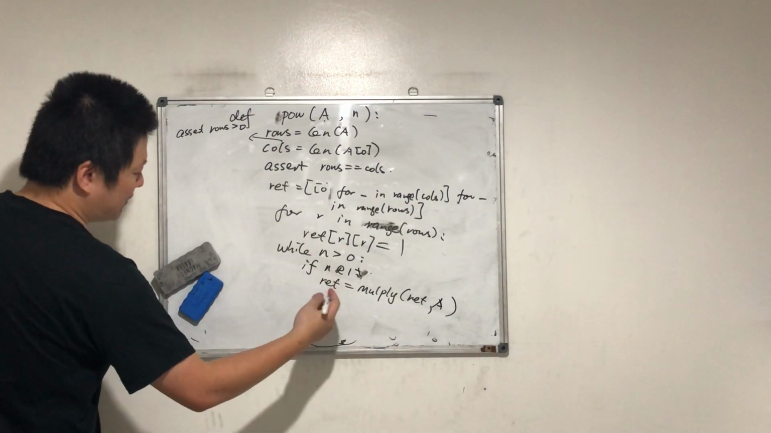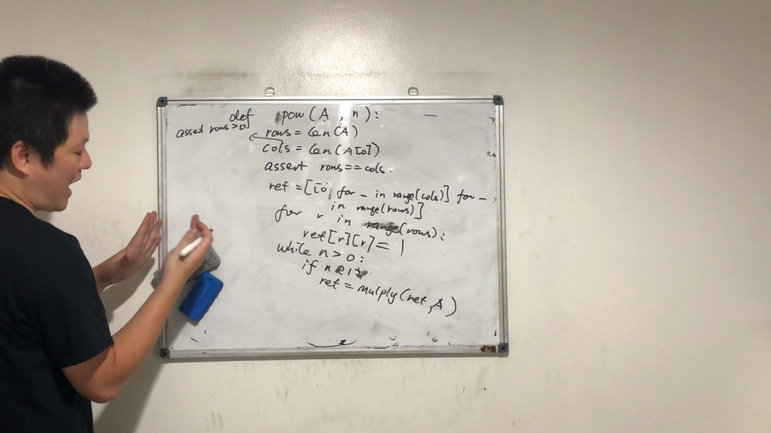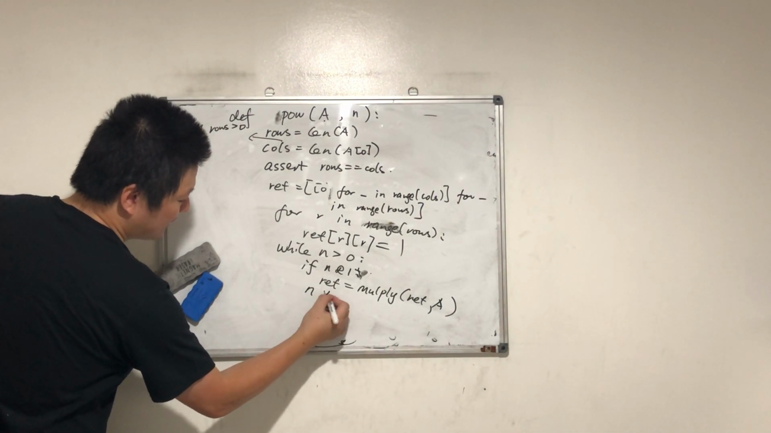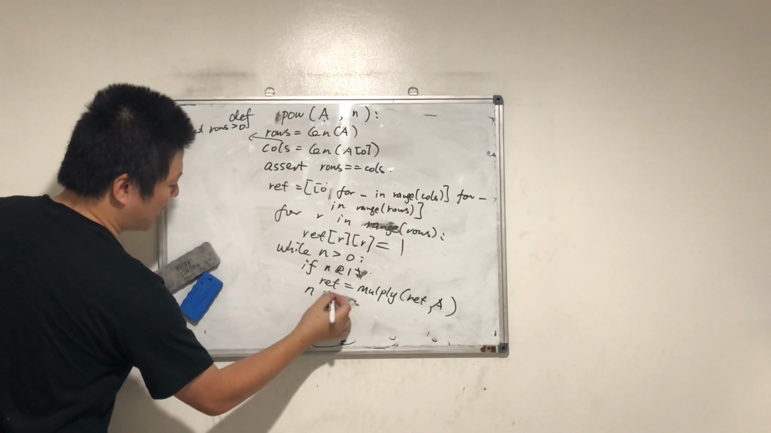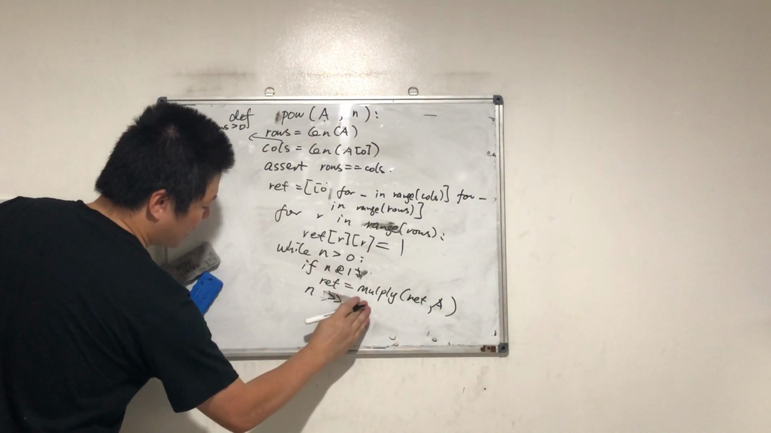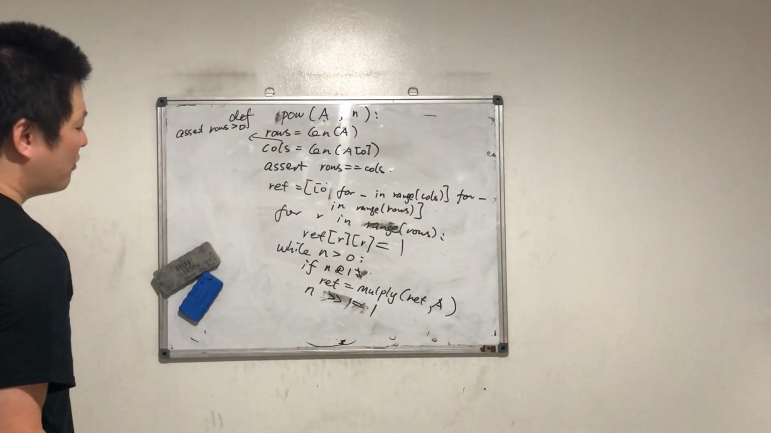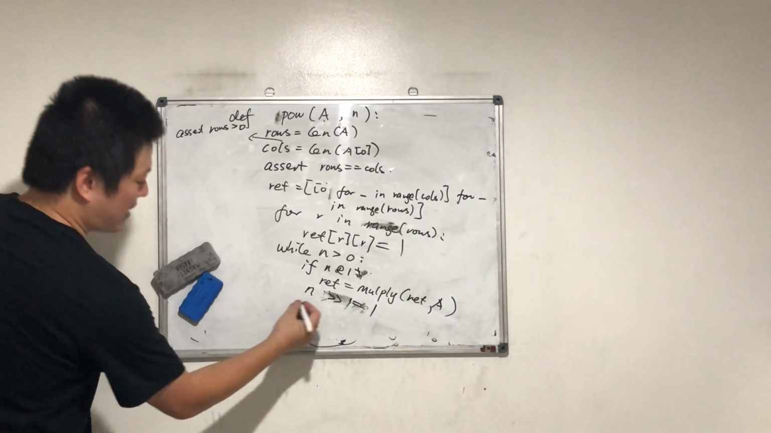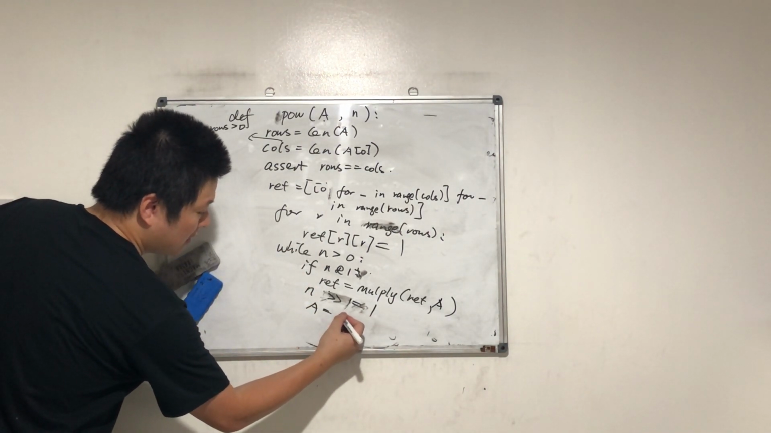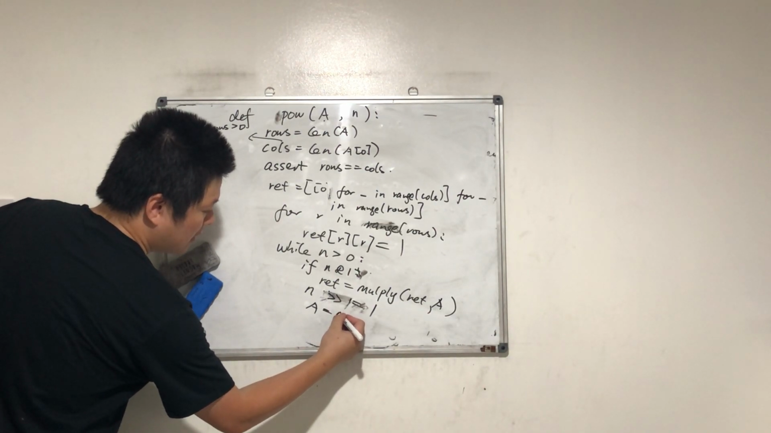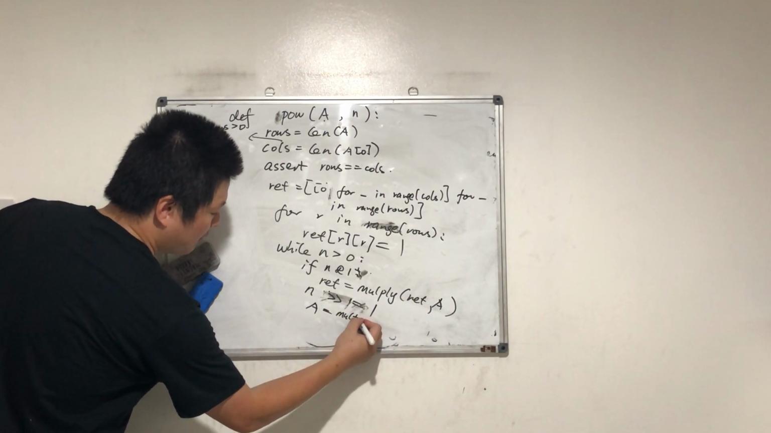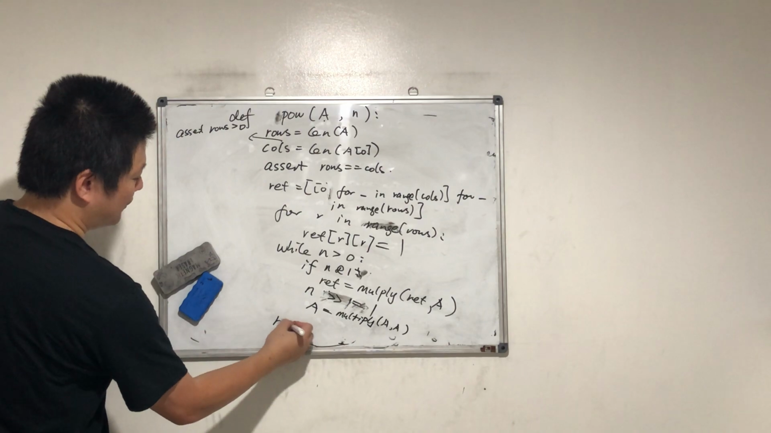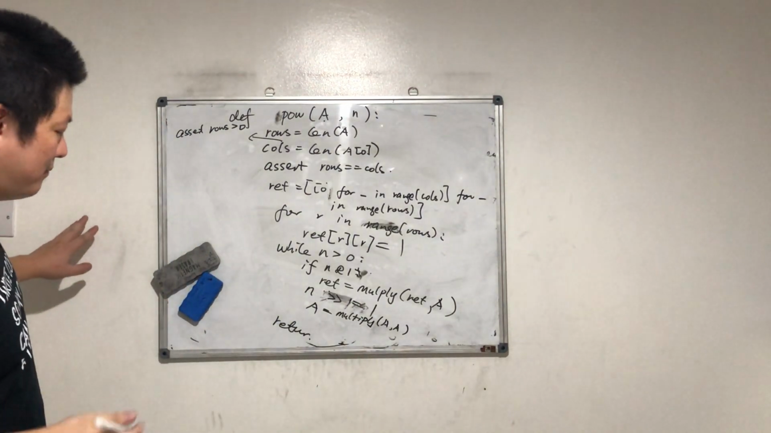And now we multiply it. We need to make n smaller by half, right? So how do we do it? We can do n divided by equals 2, or we can shift it one position to the right. Shift it equals 1, right? And then when we shift it, we need to double. We need to square A by itself. So A equals what? Multiply A. And then return what?